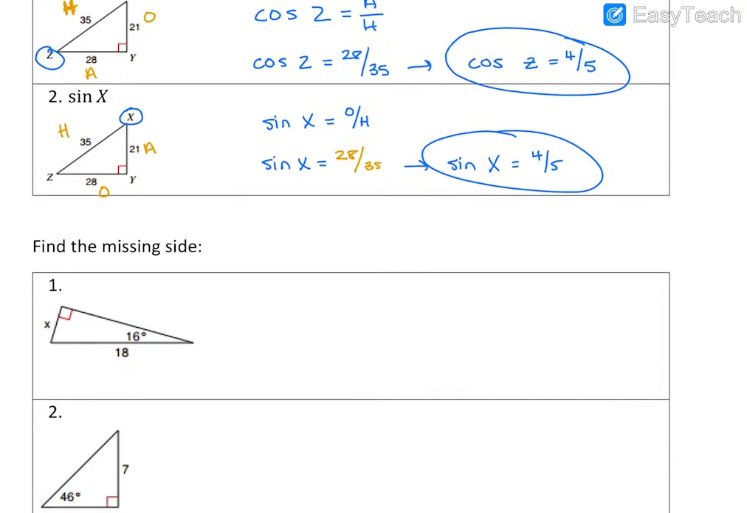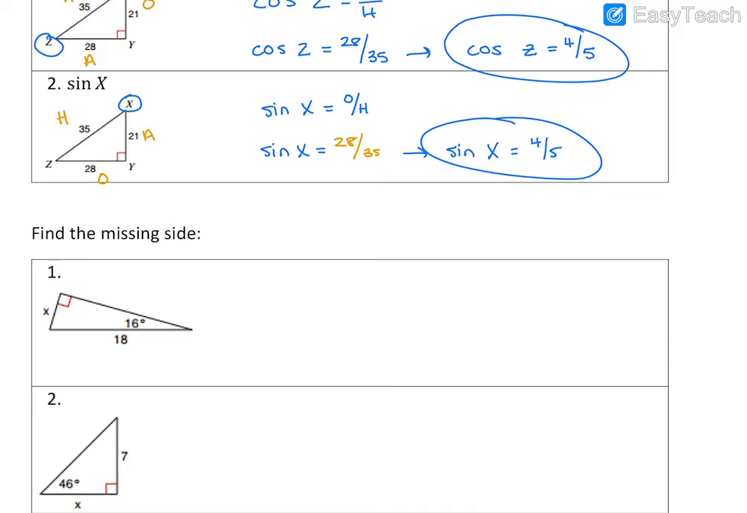Now we're actually going to work at finding a missing side. Okay, so again, we're still going to have to use the SOHCAHTOA. So I'm going to write that word out because we want it there in our back pocket. And again, you need to know how to spell it, otherwise it's not very helpful.